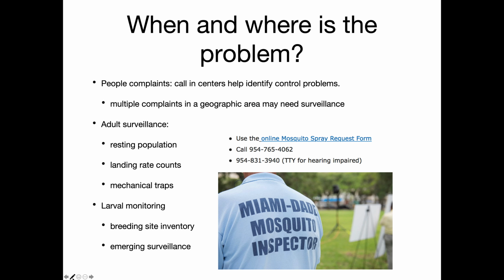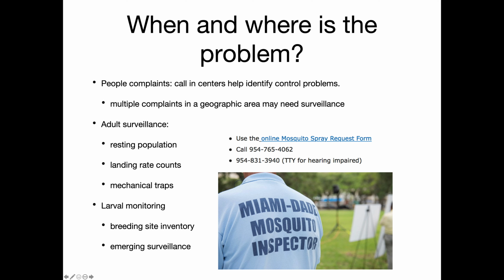So when and where is the actual problem? We start identifying a mosquito problem in a couple of different ways. The first and most common way is by complaints. There are mosquito control centers in Miami and, of course, in Broward, Dade, those areas. People will call and begin complaining, and they'll say, hey, the mosquitoes are really awful this summer. Can somebody come out and spray?